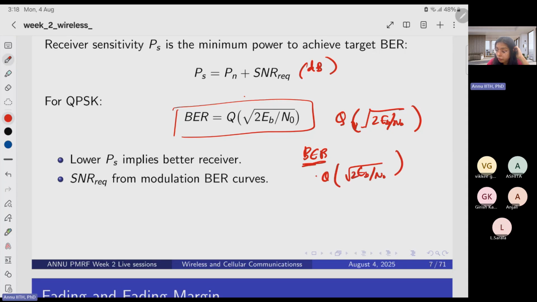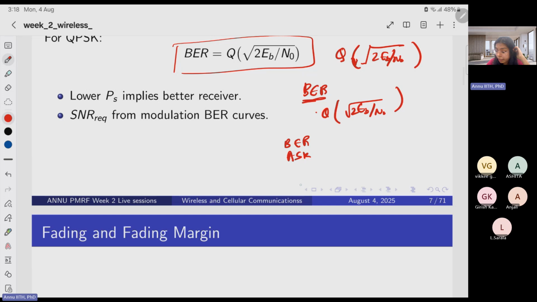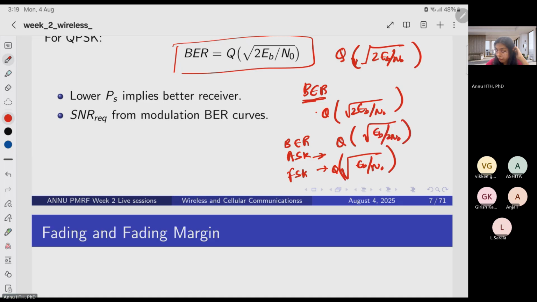No, sorry, 2 Eb by N0 only. What is the bit error rate for ASK? What is the bit error rate for FSK? So for FSK, it is Q of root Eb by N0, but ASK is Q of root Eb by 2 N0. And this is the basic formula we studied in digital communication.